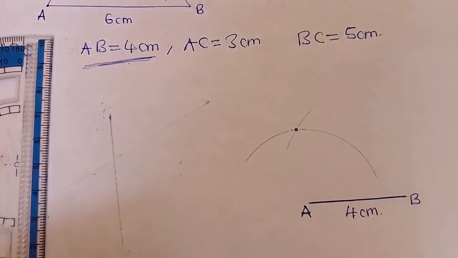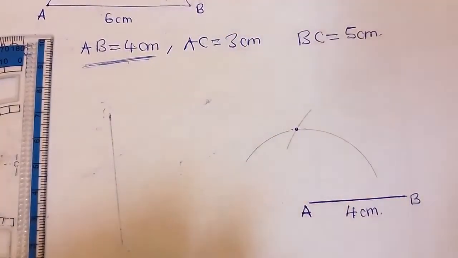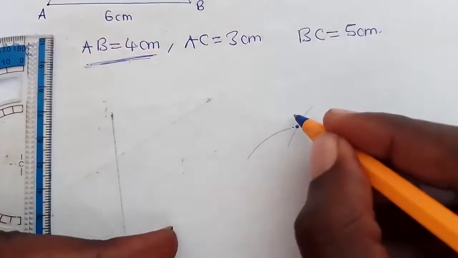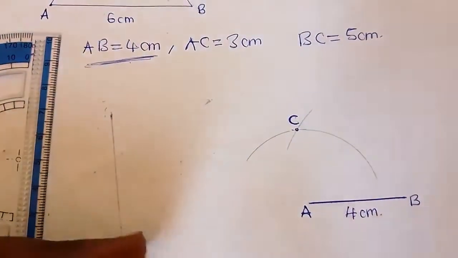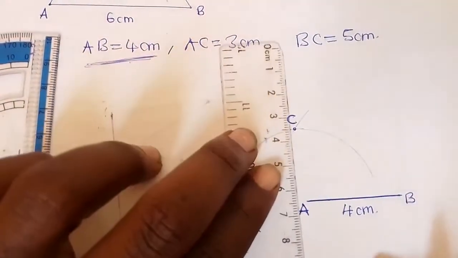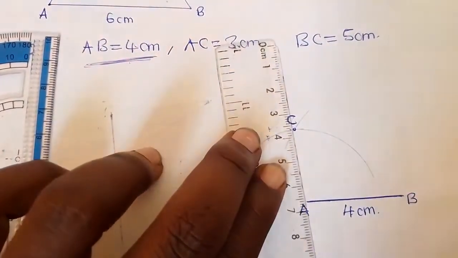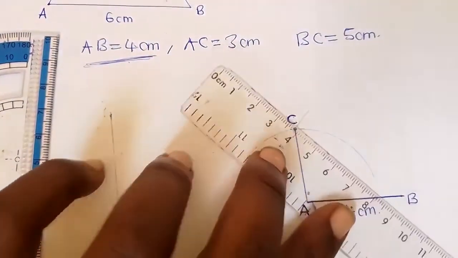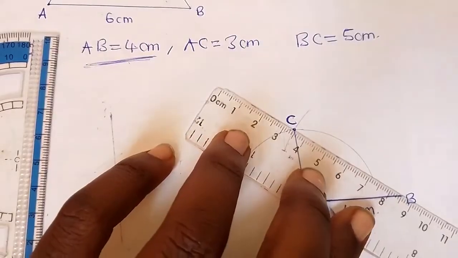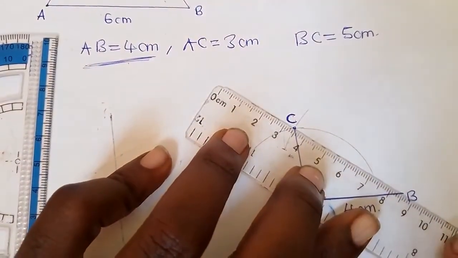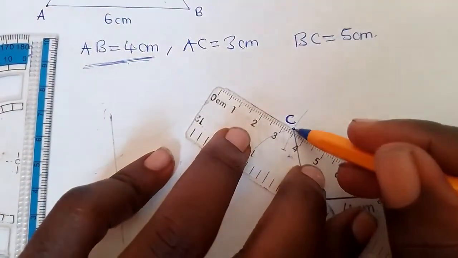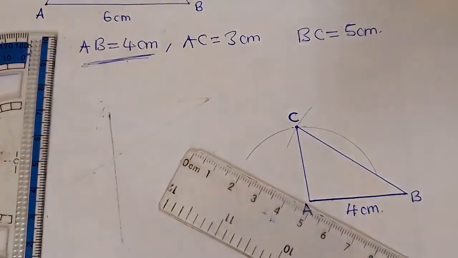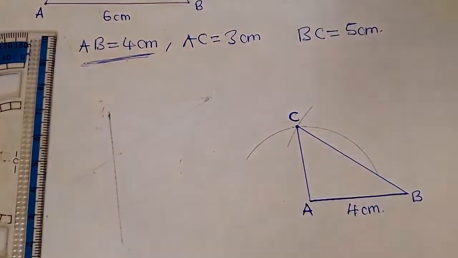So after you do this, have you seen where they're meeting? That's where your C is. So from here, you do this. From here, you put this. From this point to that point, you do that. From here, you do this. That's where they are meeting. Have you seen? So you've constructed your triangle.